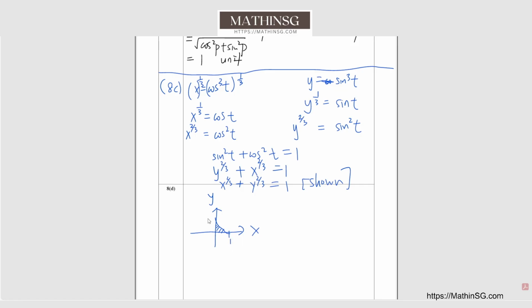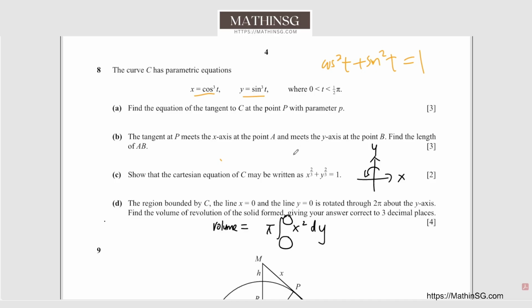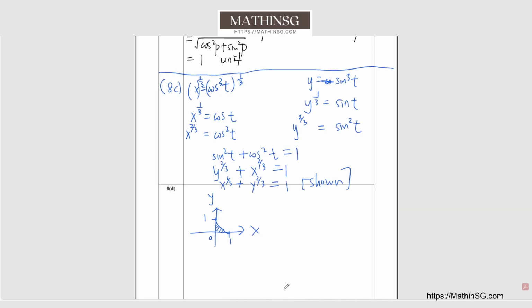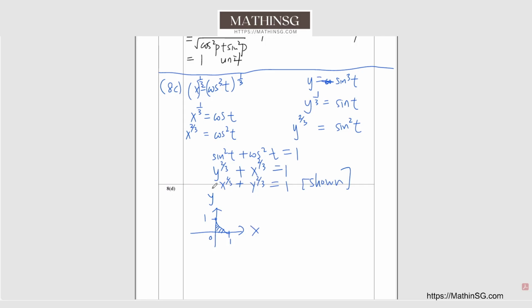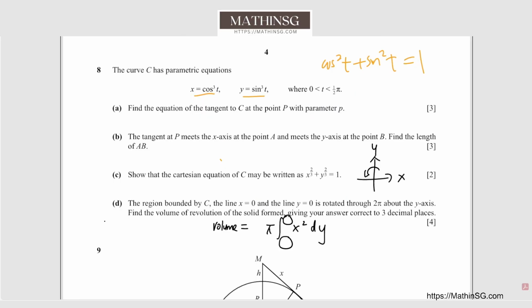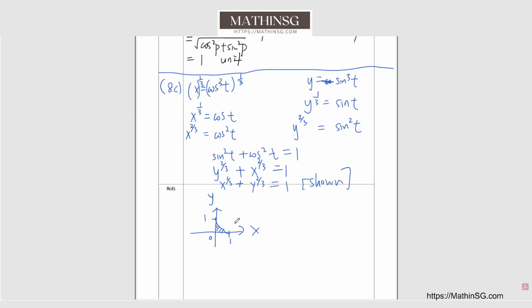Okay, and here's 1 and here is 1. So this is the equation that we are looking at, and they want the region bounded by the curve, which is here, x equals 0 and y equals 0. So this is x equals 0, y equals 0. Anything else? No. So basically this is the region that we are looking at.